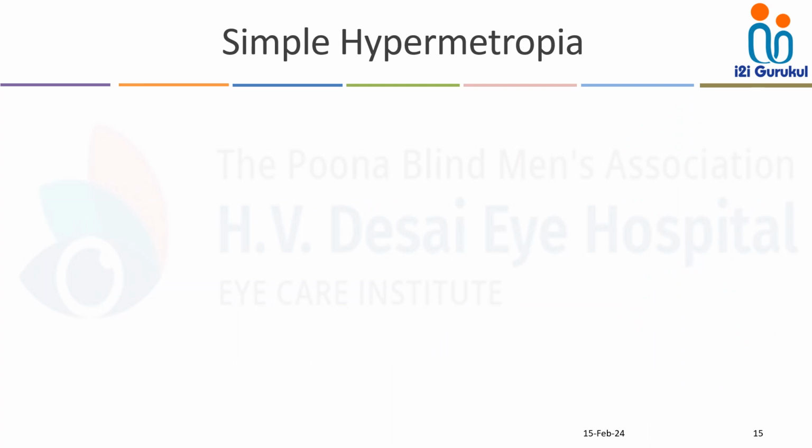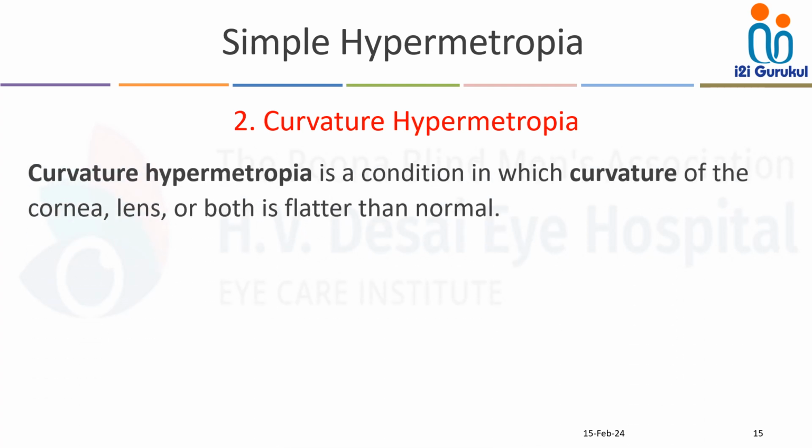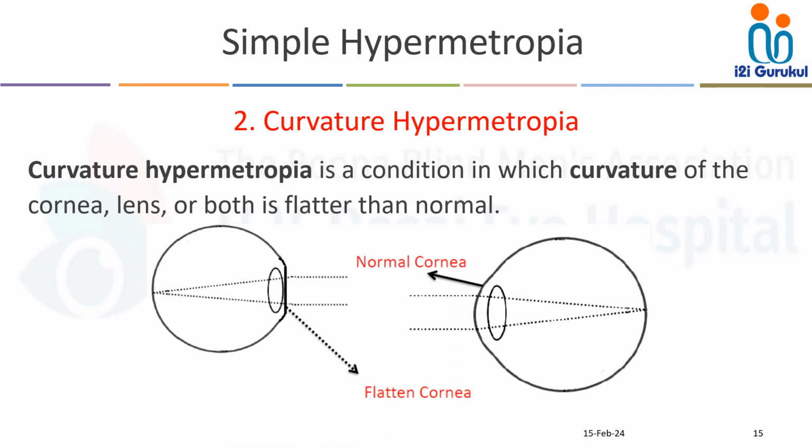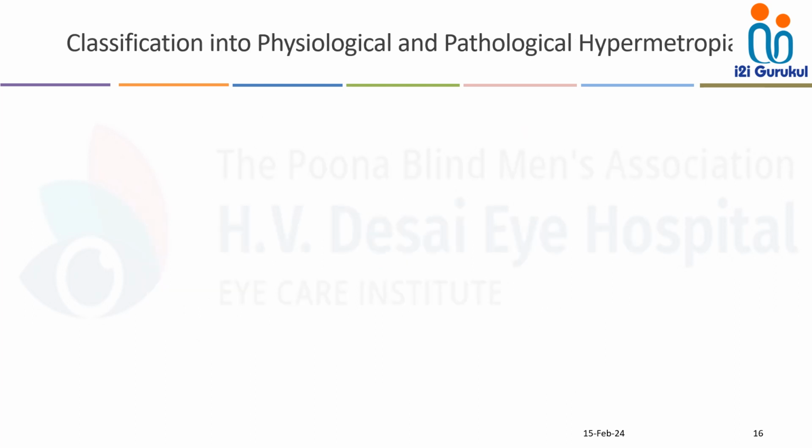Moving towards curvatural hypermetropia. In this condition, the curvature of the cornea and lens are both flatter than normal. An increase of 1 millimeter in radius of curvature results in plus 6 diopter of hypermetropia. There is a decrease in the refractive power of the eye due to the flatter curvature of the cornea or lens.